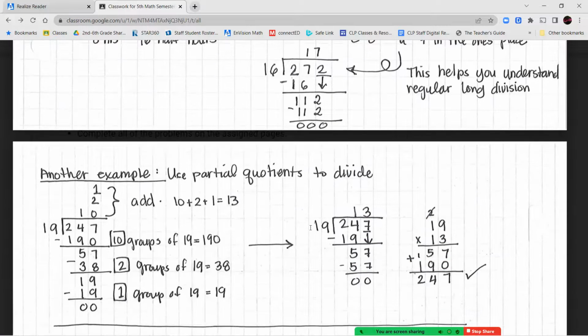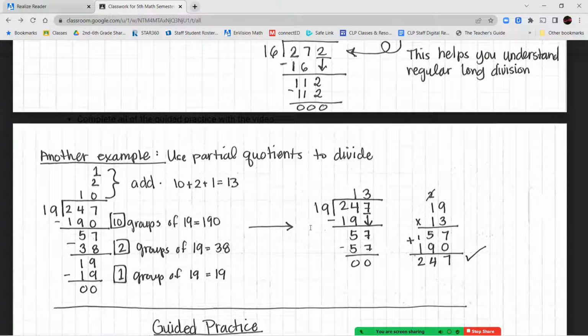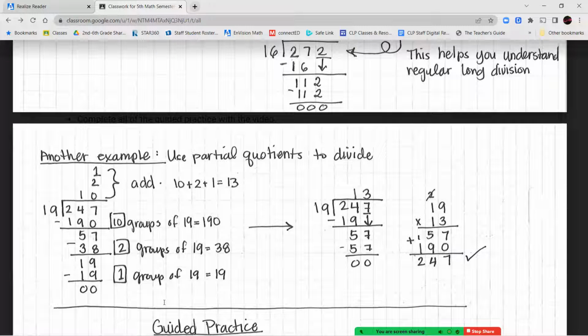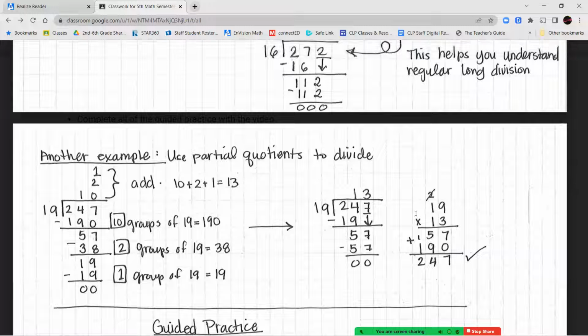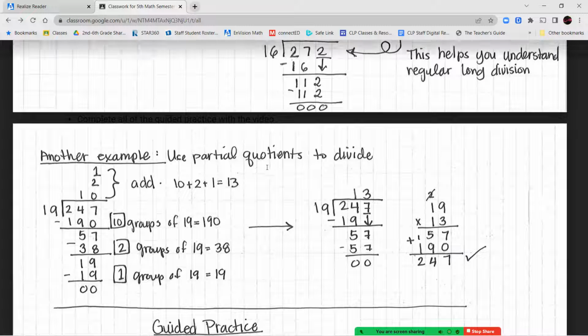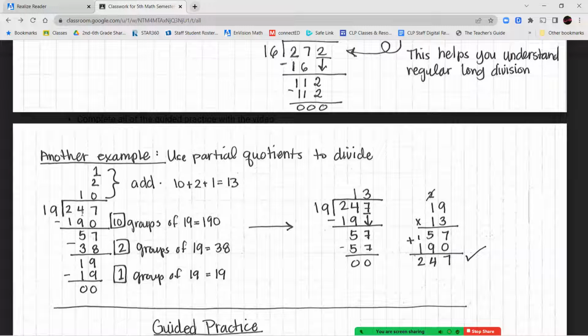All right, let's take a look at another example. And this one is also done similarly, so you can understand how we transition from this version of long division into the more standard or traditional version of long division. So here again, we're going to use partial quotients to divide. We have 247 divided by 19. So they figured there's 10 groups of 19 and 190.